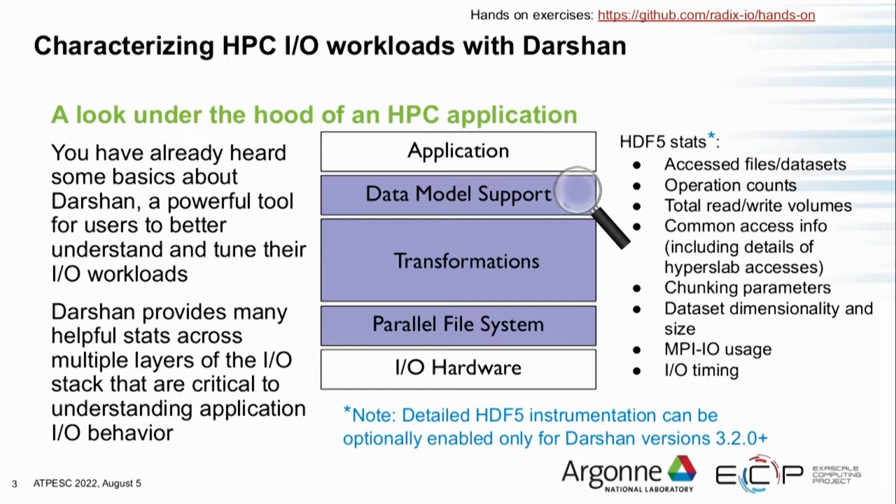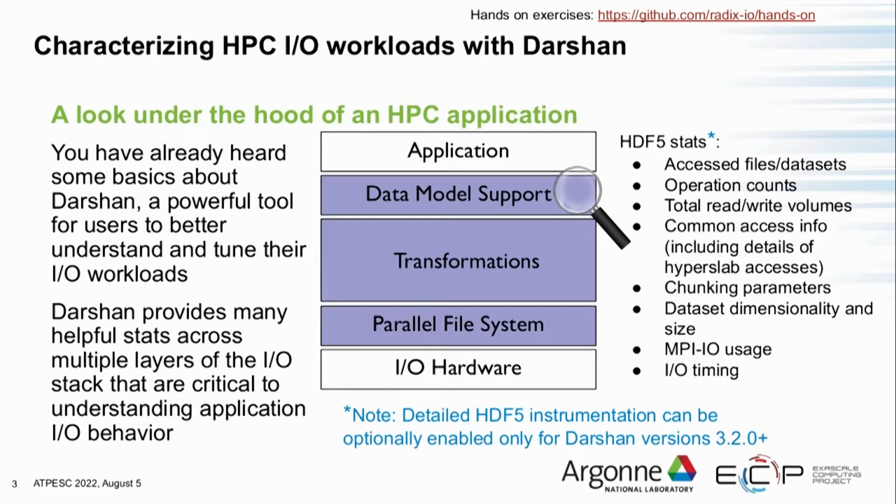So we'll step through just a couple of different layers here to give you an idea of the type of information that Darshan's capturing. We'll start with the data model support layer, where we'll focus on HDF5 here. Darshan does currently have HDF5 instrumentation for recent versions of Darshan, starting with version 3.2.0. I will point out that by default, this is not enabled on the data system that we have. So this is something that if you were interested in using, you'd have to install yourself on that particular system.